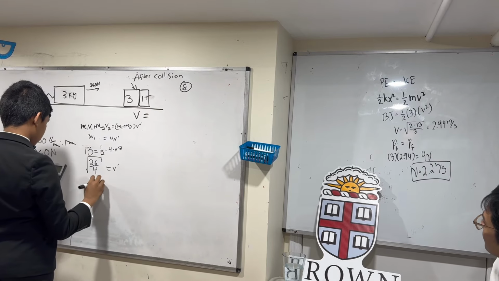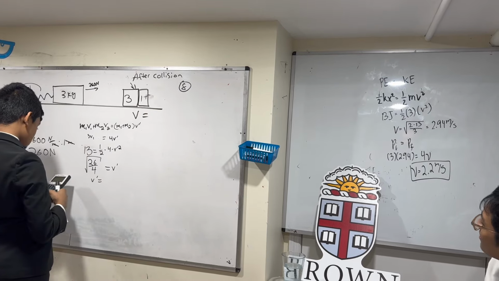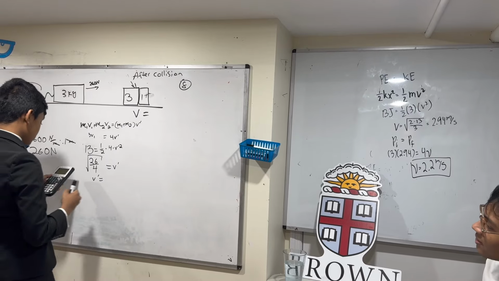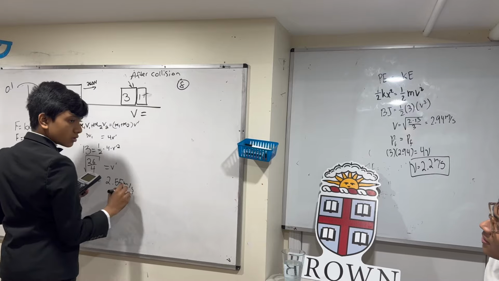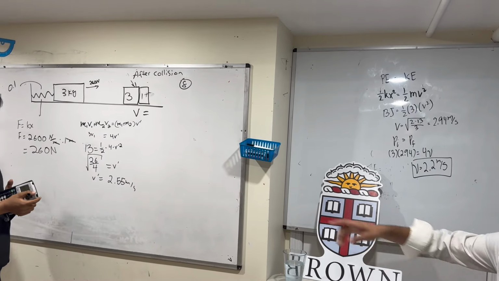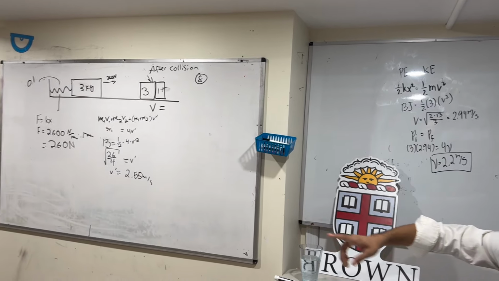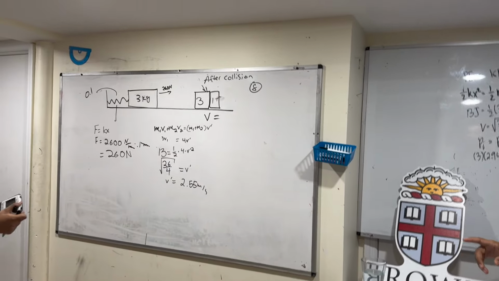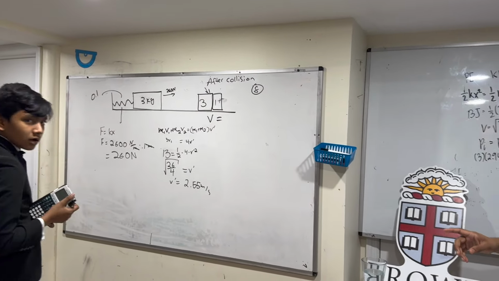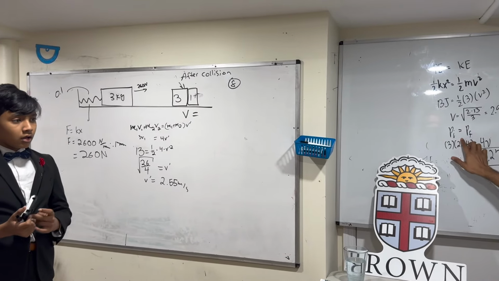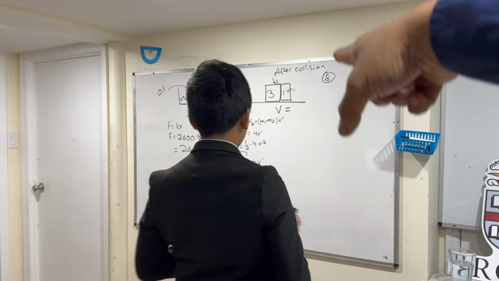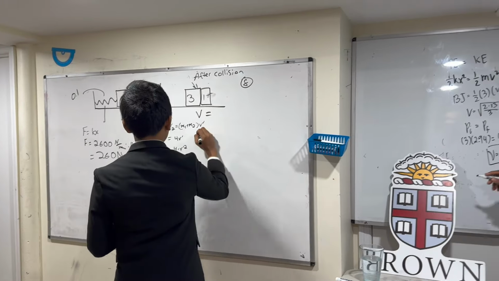Let's see if we get... Is it 2.5? You got 2.2. So you see which one momentum is conserved quickly. If momentum is conserved, then you write. Plug in 2.2. Plug in 2.55. See, momentum is conserved.